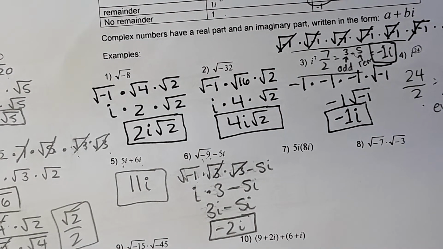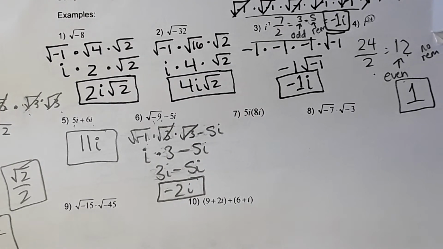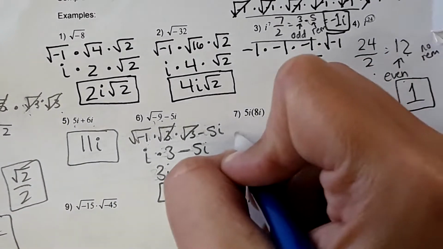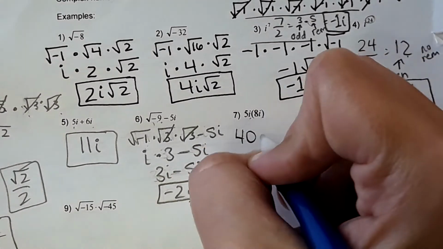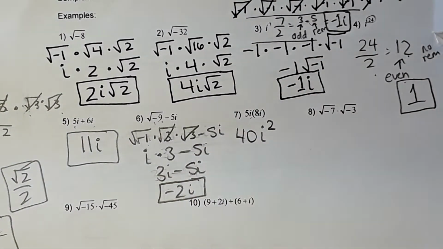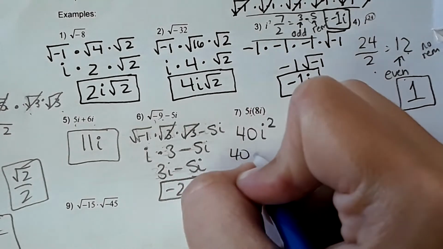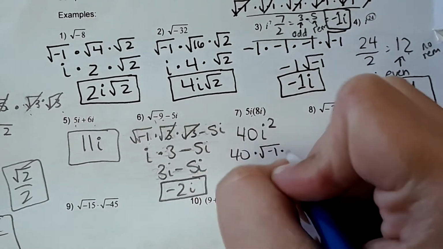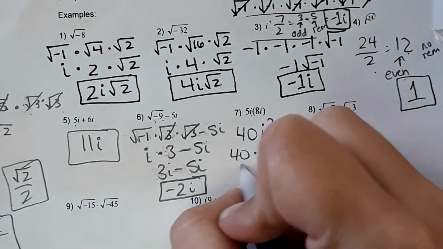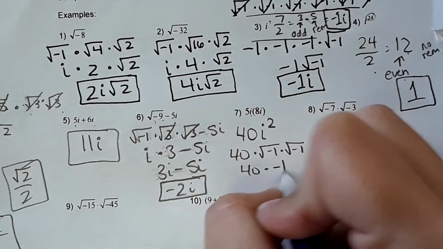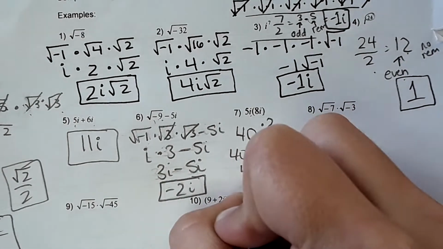Yep. And then number 7, 5 times 8 is 40, and i times i is i squared. You could use your exponent rules if you wanted to. Wait, does that have to get simplified? Yes. So this would be times square root of -1 times square root of -1. So 40 times -1 is -40.